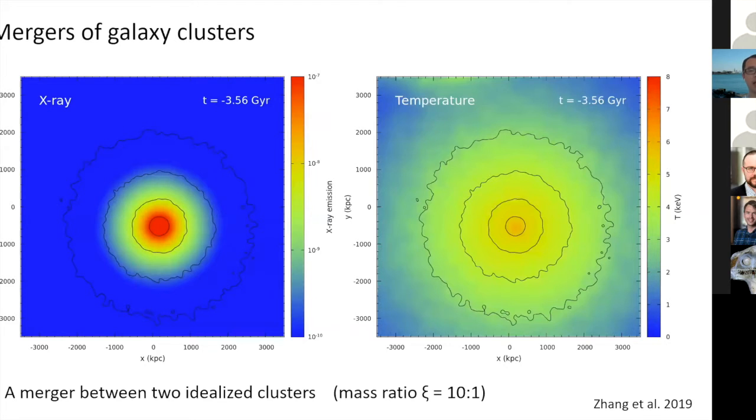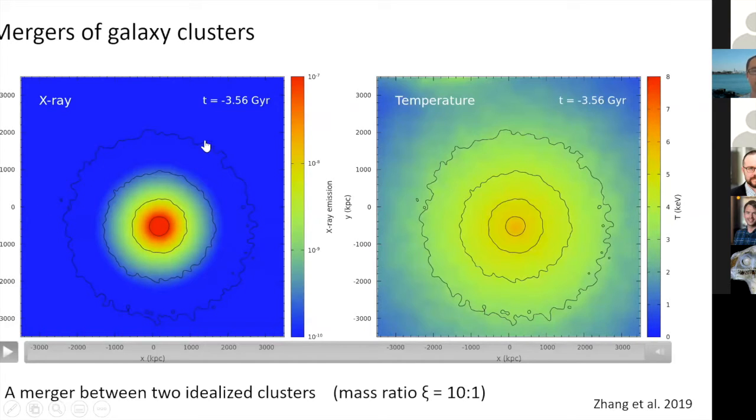In this slide, I'll show you a movie of a merger between two idealized galaxy clusters to show you how the cold front and shock front form during the merger process. Here, idealized cluster means each cluster is composed of spherical dark matter and gas halos. They are both in equilibrium in their initial conditions. You can see in this movie, the left panel shows the modeled X-ray image, and the right panel shows the temperature distribution.